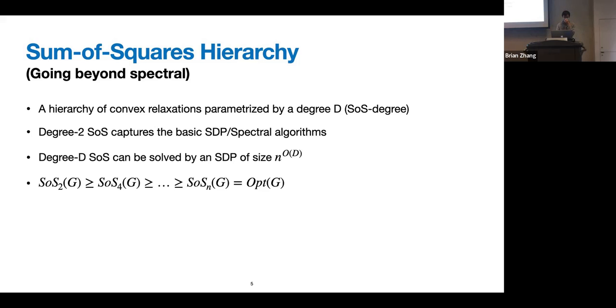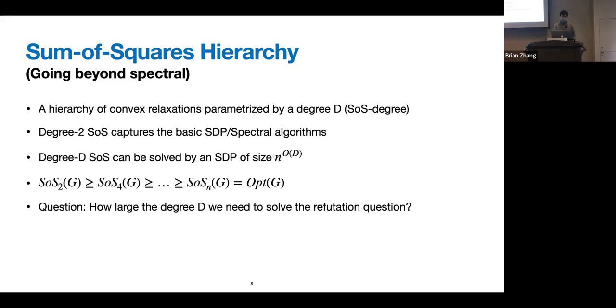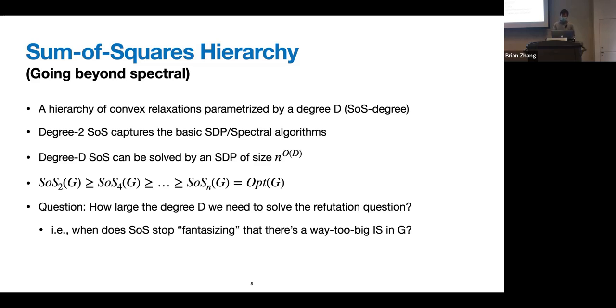And we know that for maximization problems, the higher the degree we go, the closer and closer it gets to the ground truth. The question is, how large a degree D do we need to go to solve the refutation question? By which I mean, when does SOS stop fantasizing that there is a huge independent set in the random graph sample we are given?